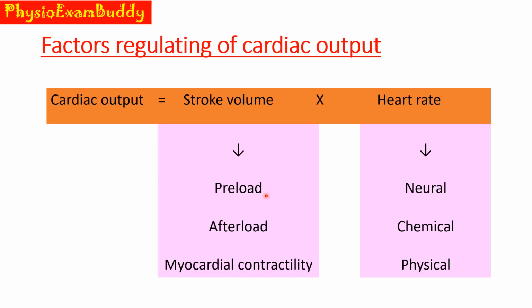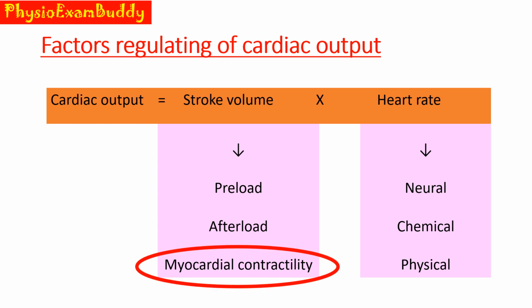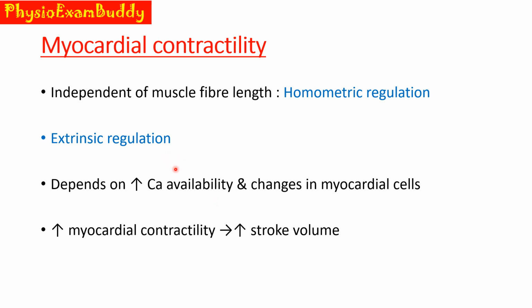So we have finished with the preload, that is, an increase in preload will increase the stroke volume, whereas an increase in the afterload will decrease the stroke volume, and we will see the next factor, that is the myocardial contractility. The factors affecting myocardial contractility are actually independent of the muscle fiber length. This type of regulation of the stroke volume is known as homometric regulation or extrinsic regulation. It mainly depends on the increase in calcium availability and changes in the myocardial cells, so an increase in the myocardial contractility will basically cause an increase in the stroke volume.